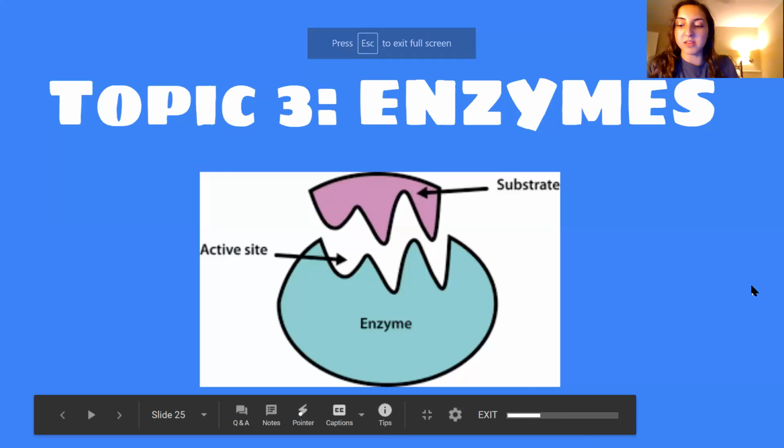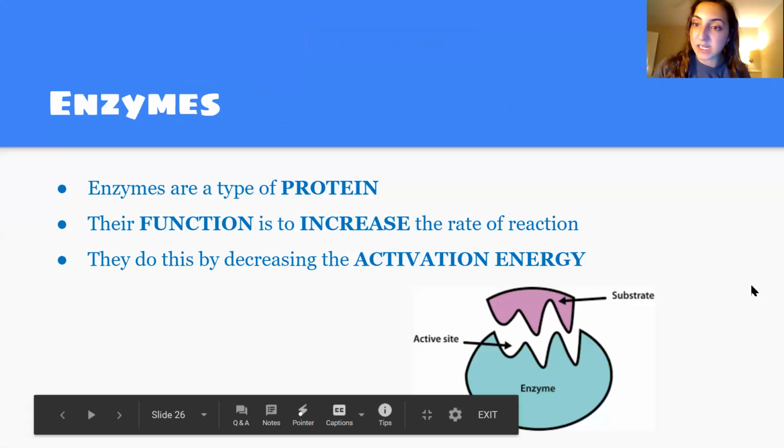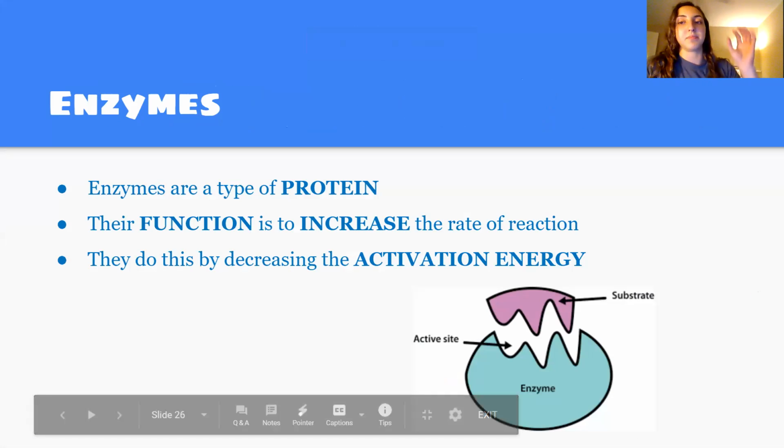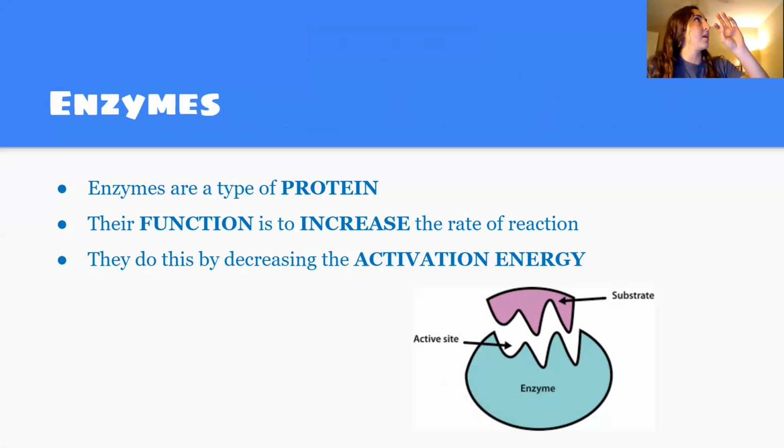So what are enzymes? Enzymes are a type of protein. We've had proteins, where the monomer is amino acids and the polymer is polypeptides. A specific type of polypeptide is enzymes. These enzymes' function is to increase the rate of a reaction, and they do this by lowering the activation energy. Let me show you what that looks like.